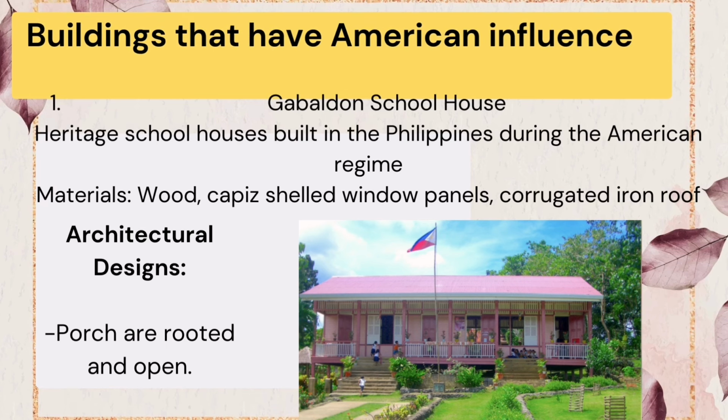Gabaldon schoolhouses. Heritage schoolhouses built in the Philippines during the American regime. Materials: wood, capiz, shelled window panels, corrugated iron roof. Architectural designs. Porches are roofed and open.